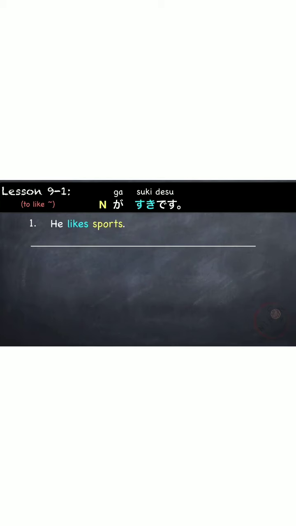For example, he likes sports. First is our topic, which is he. Kare wa. And then our noun, which is sports. Supotsu. Followed by the particle ga, followed by like, suki desu. Kare wa supotsu ga suki desu. Suki is a na adjective.